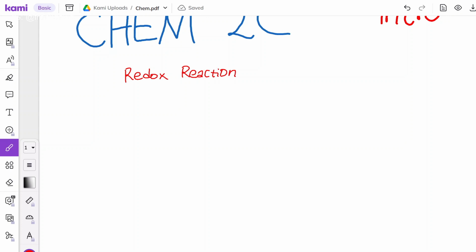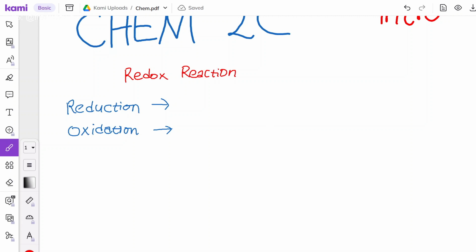So I'm just going to be going back and reviewing it because I remember learning about it in Chem 2B, and it was a little bit of a difficult concept if you didn't properly review it. So first, there are two parts of the redox reaction: reduction and oxidation. So what is reduction? Reduction is when an element gains an electron. And oxidation is when an element loses an electron.